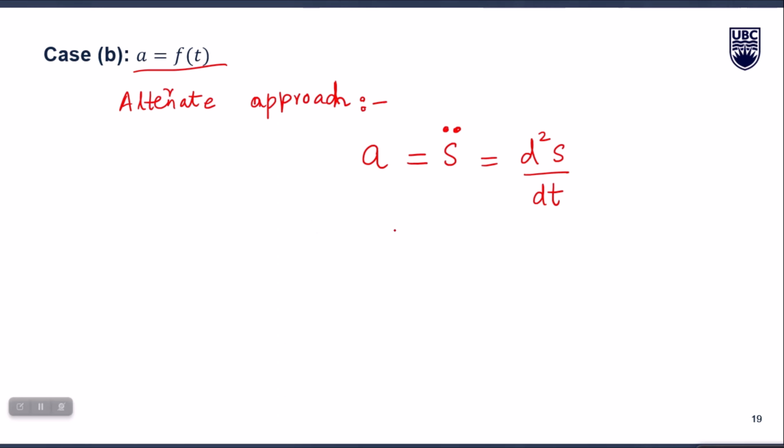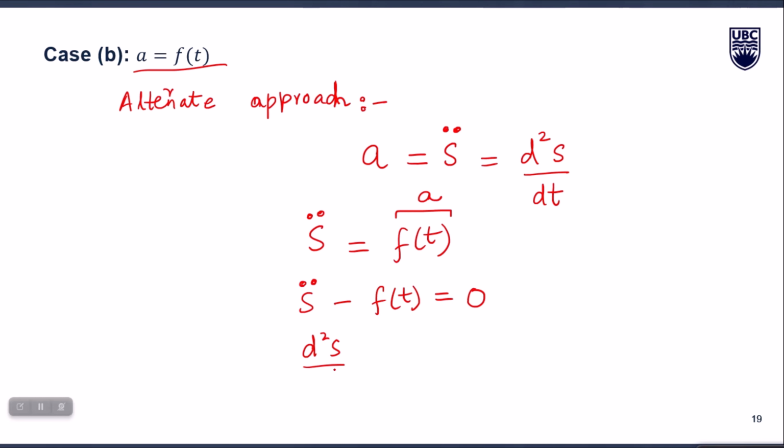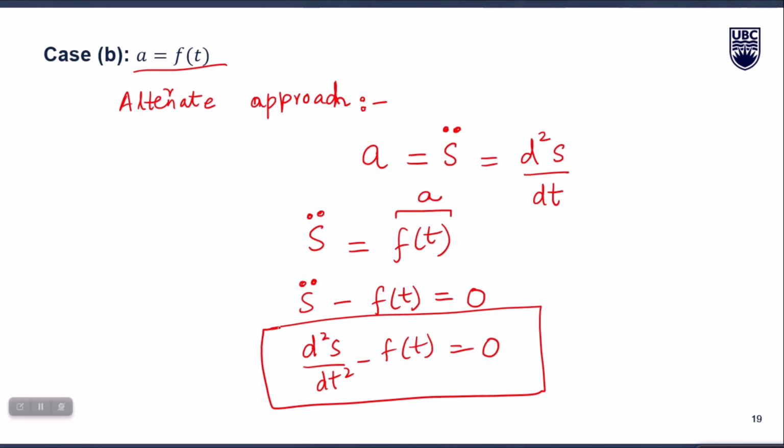So we can also make a second order differential equation, and that will become S double dot is equal to f of t, the given function which is actually A, right? And then it will be S double dot minus f of t is equal to 0, right? This can also be written as, for example, d2s over dt square minus f of t is equal to 0, right? So this bottom equation which I am encircling now is a second order differential equation, right?